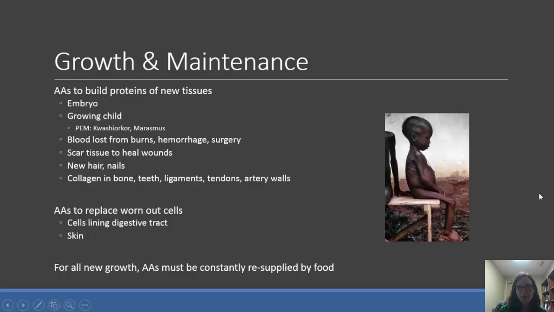And then, sorry, I should point out with this picture here, for the protein energy malnutrition, we'll see moving forward that protein is needed for fluid balance. And so when children who have kwashiorkor don't have enough protein, they're not able to balance their fluid as well. And that's why we see these bloated bellies on these very malnourished children, because they don't have the protein integrity on a cellular level to regulate their fluid balance.